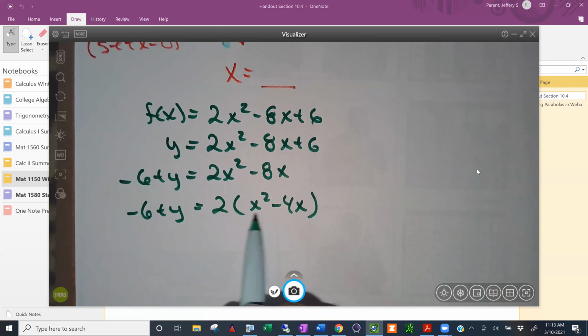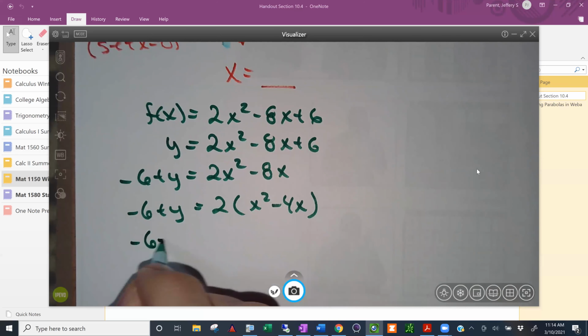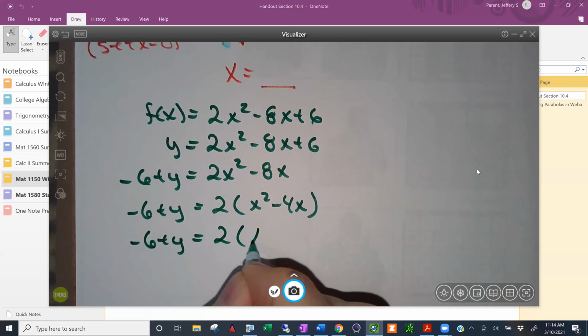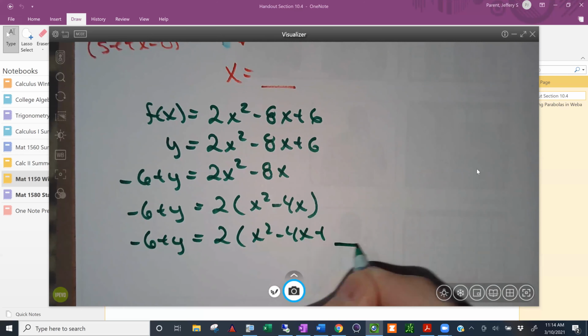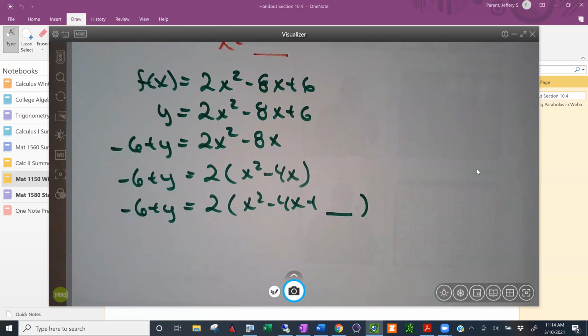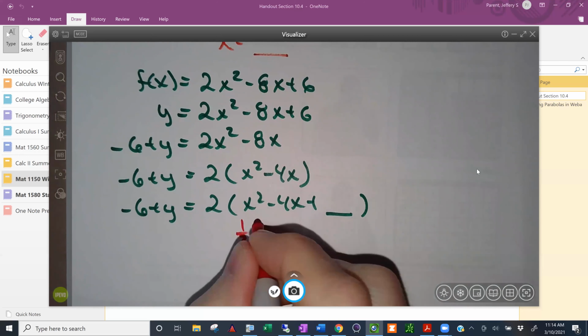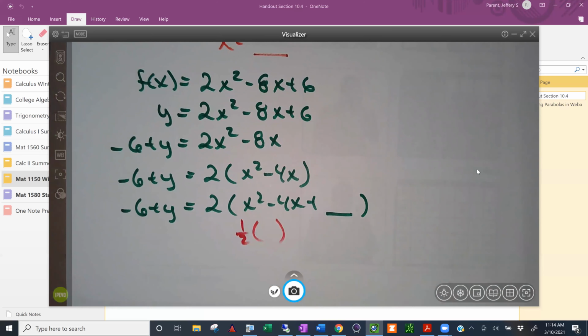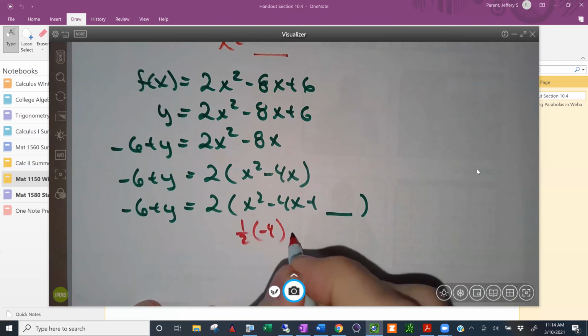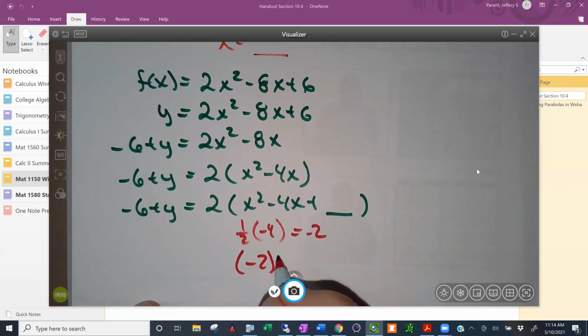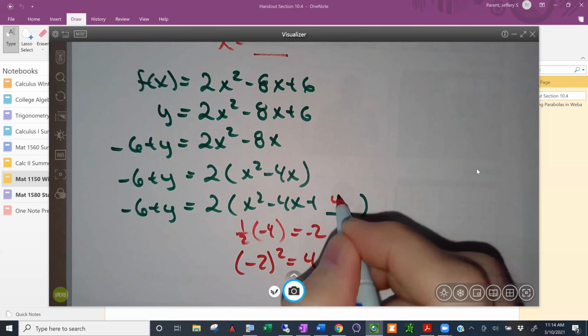Now comes the part where we complete the square. So let's see about that. We've got a negative 6 plus y, x squared minus 4x plus something. You remember the process of completing the square from section 10.1. Remember, you take half of some number. Which number am I going to take half of? Negative 4? Yeah, half of negative 4 is negative 2. And then square it. Yep, and then square it. So that puts a 4 here.